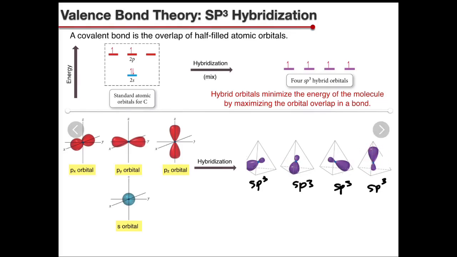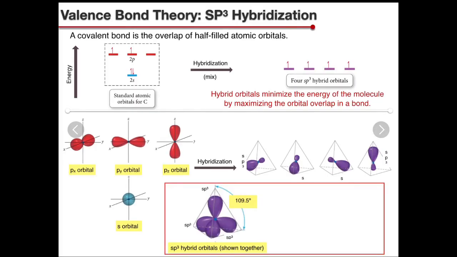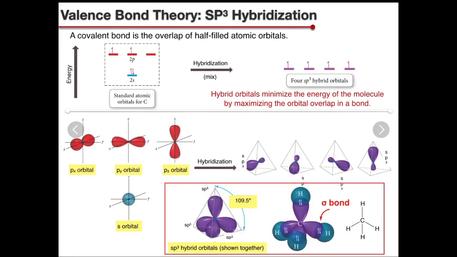If you combine all of these 4 sp3 orbitals, you are going to get a picture that looks like this. If you measure the bond angle between here and here, it comes out to be 109.5 degrees, which is the same as tetrahedral. So this is the tetrahedral geometry.